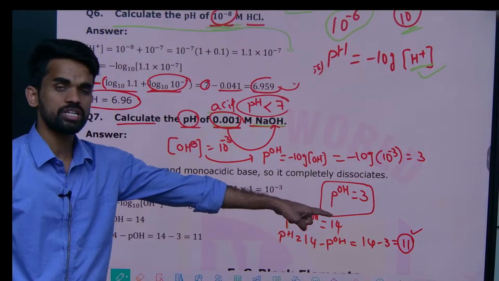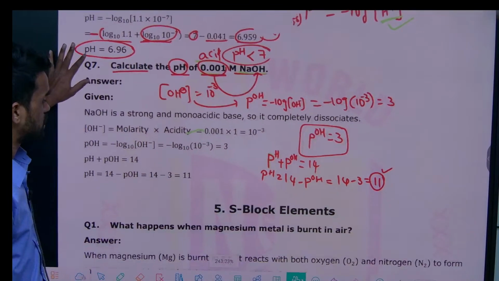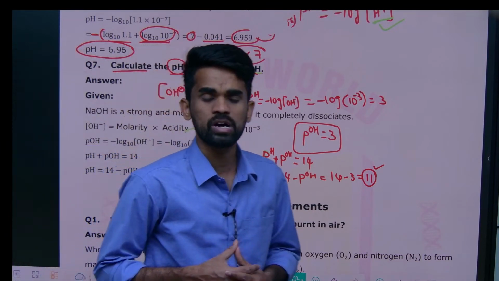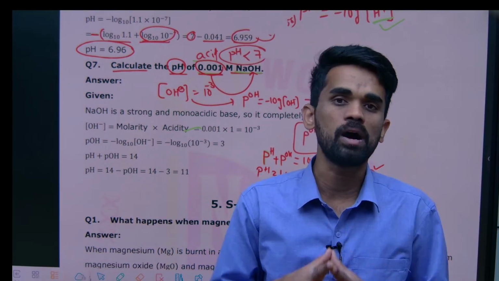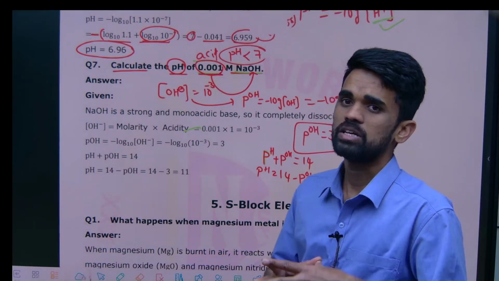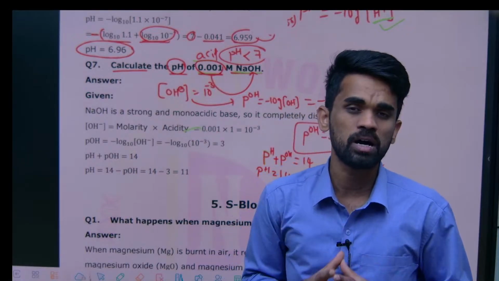pH of the solution is 11 for this 10 power minus 3 molar NaOH solution. That's it. So this is how you need to solve. Yes. So these are the 7 questions to be focused from chemical and ionic equilibrium for your 2 marks questions in your IPE exam. Now if you have time, yes, you can solve other models also, but these are the must to do questions for your 2 marks answer.